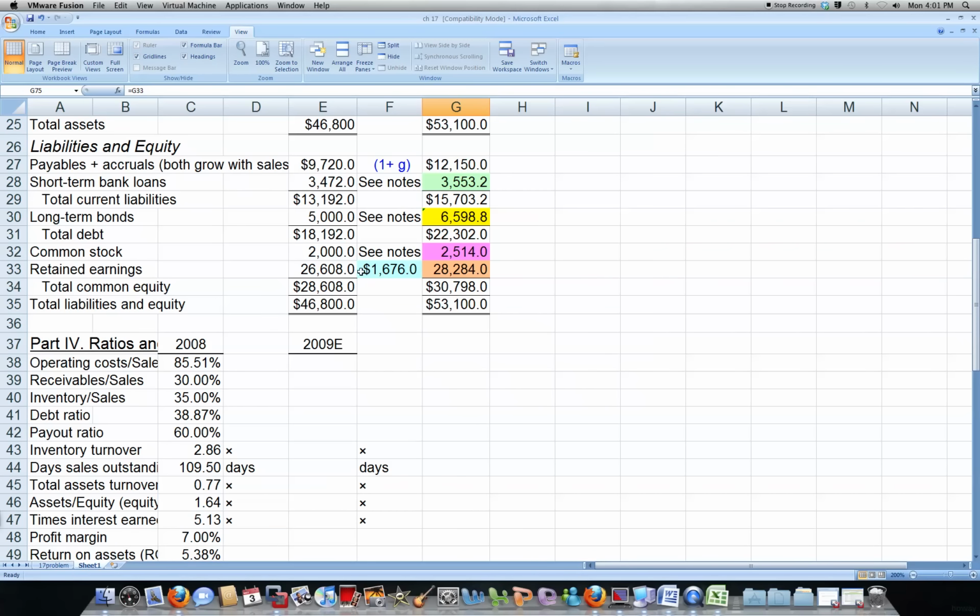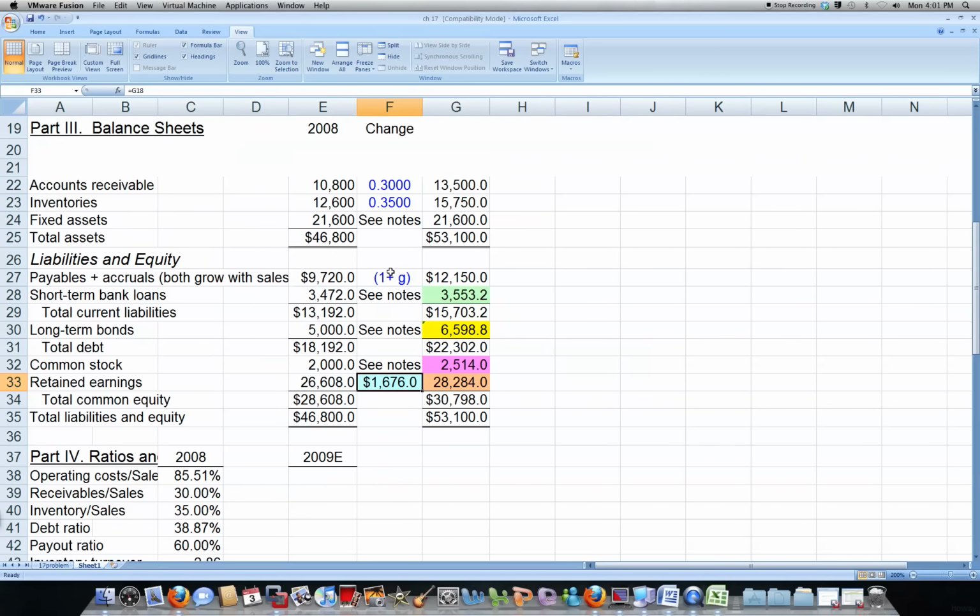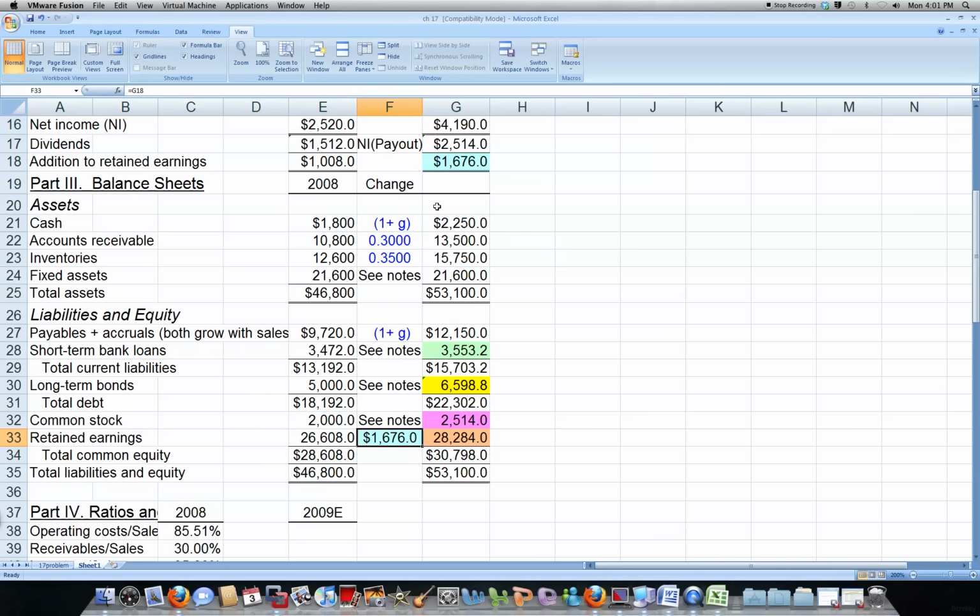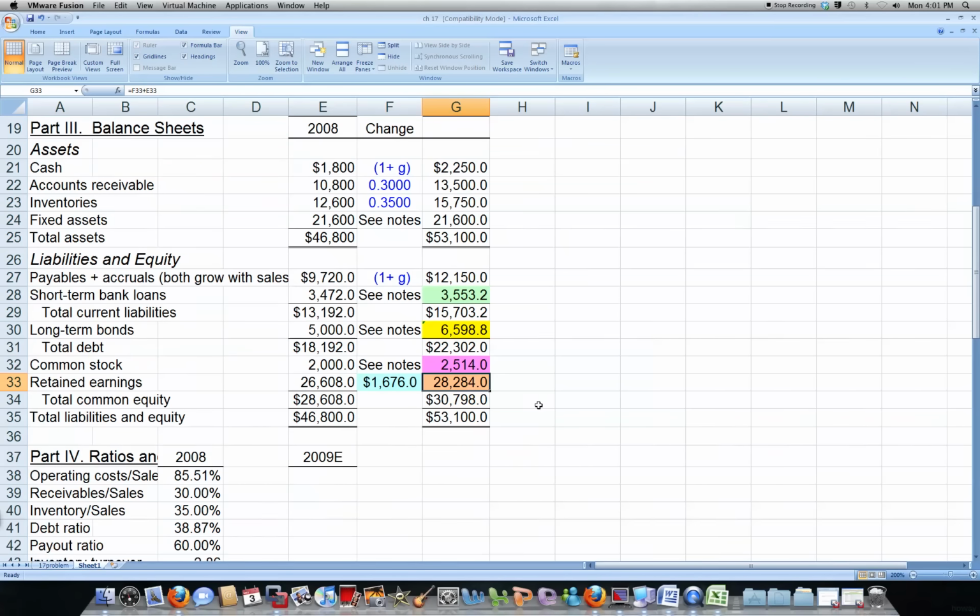Okay. Now our retained earnings, we bring them up from right here, our retained earnings. We have our increase in our retained earnings, which we found in our income statement. We just add those to our last year's retained earnings. So see, we're going to have an increase in our retained earnings of 28,000.